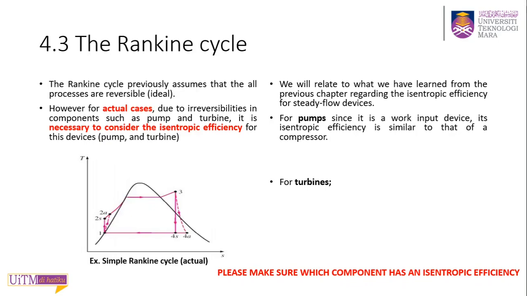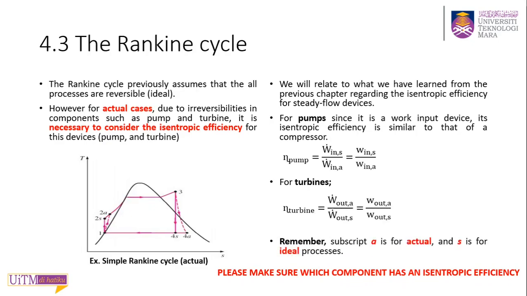Now, we have covered the topic for isentropic efficiencies in the previous chapter. Therefore, these equations should not be new to all of you. Just a quick reminder that for actual conditions, we will use the subscript A, and for ideal conditions, we will use the subscript S. And it is also important to know which component we should consider its isentropic efficiency.